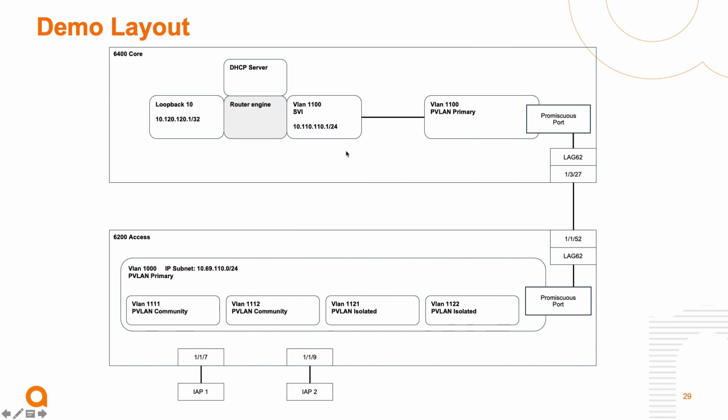We have the VLAN interface, we have a router engine, and then we have a DHCP server here that will provide the IP addresses to our clients. In this case, the two clients are two instant APs connected to ports 7 and 9.